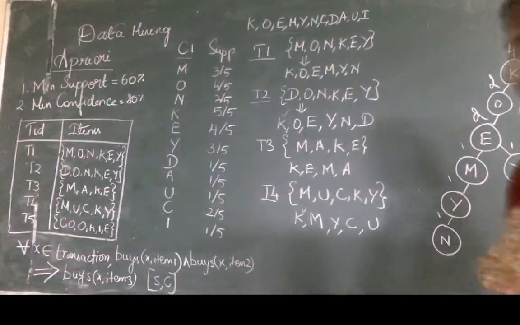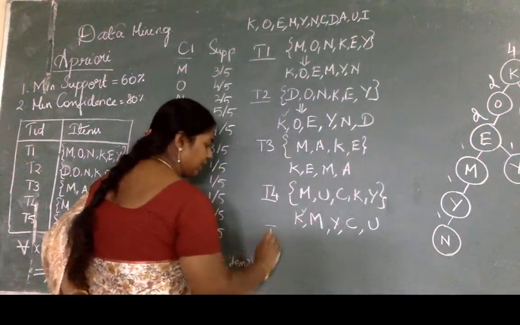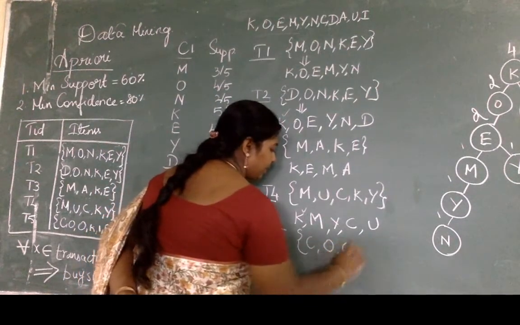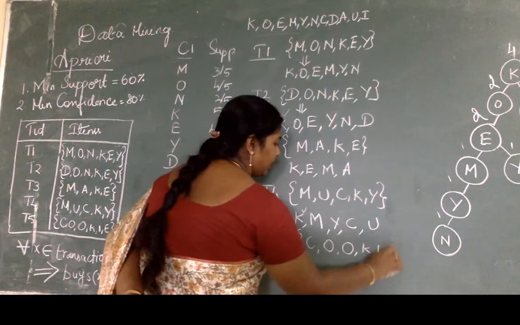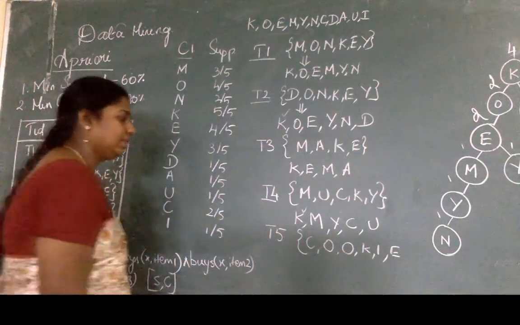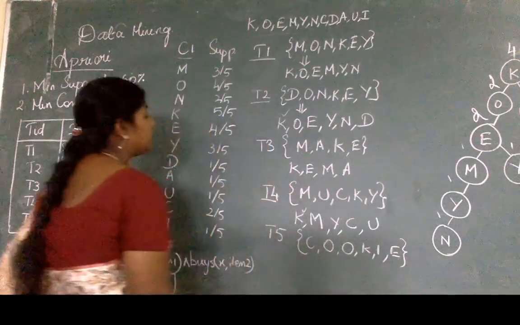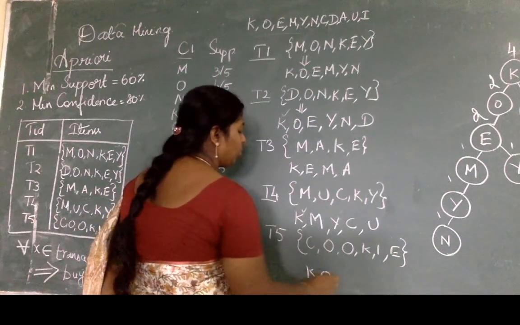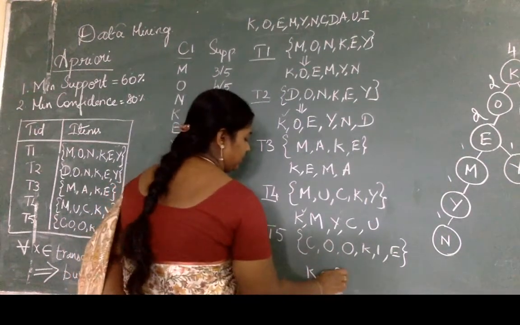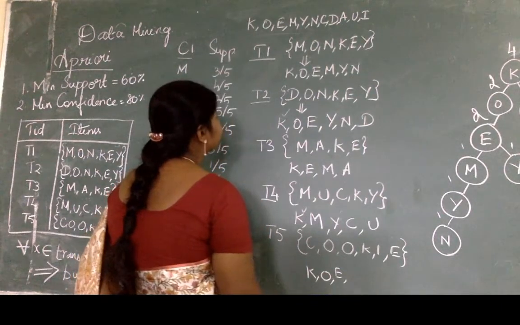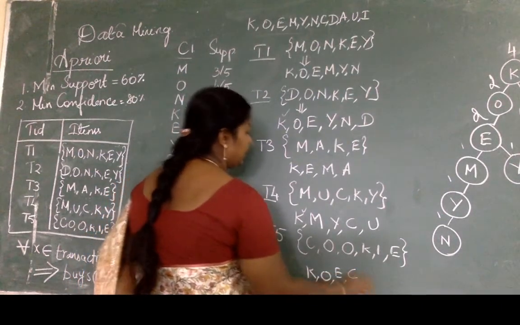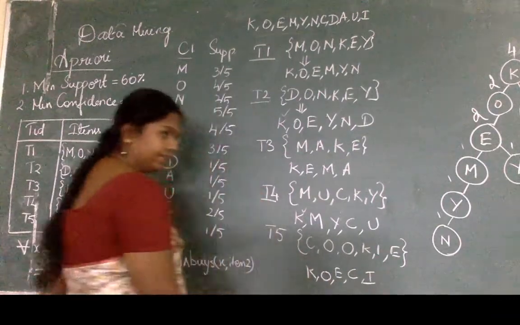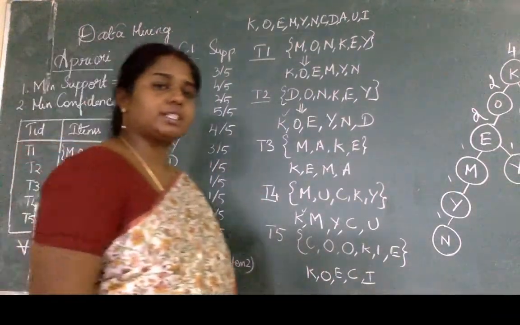I am coming to the last transaction in my database, which is T5. T5 has got elements as cookie, C-O-O-K-I-N-E. Now, how do I order these elements? According to this order, it is K, O, E, C, and finally I. So this is the order in which I have to insert inside my FP tree.